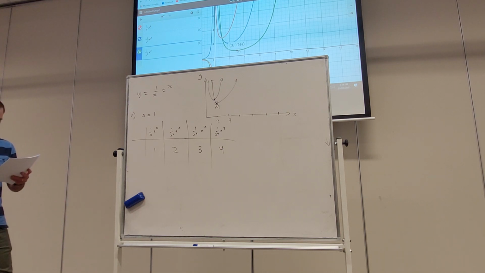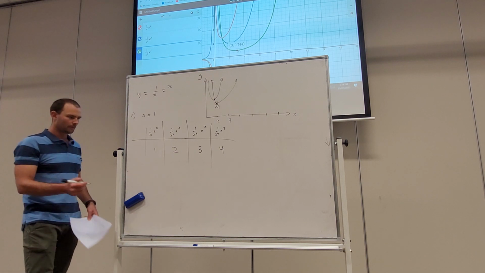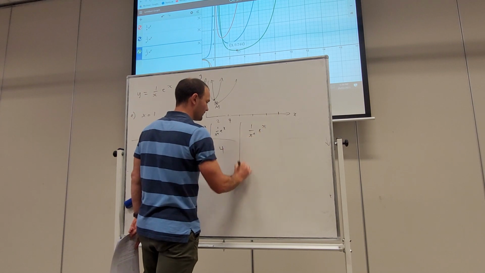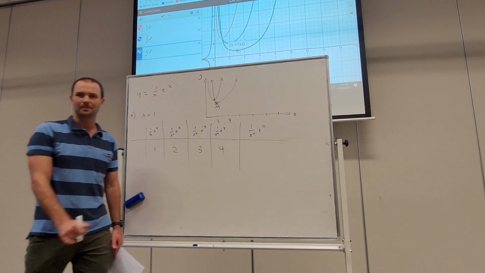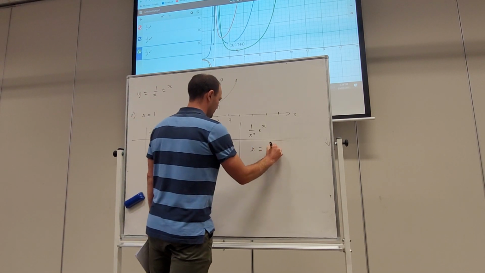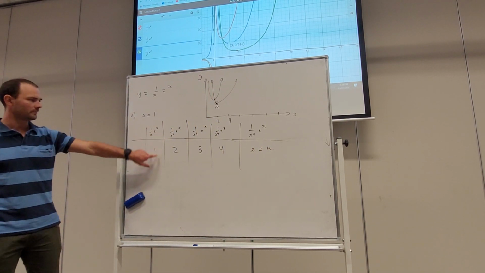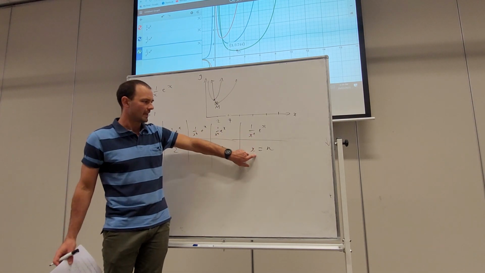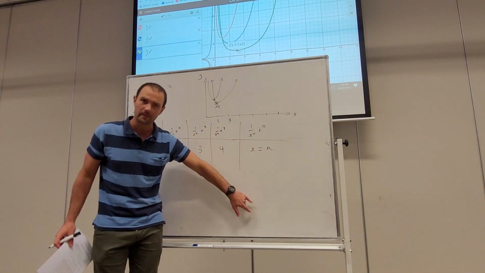Make a conjecture about the x-coordinate of the stationary point for the function 1 on x to the n, e to the x. Who wants to have a wild guess? What could this possibly be? N. X equals n. All right. So here we saw the x coordinate of the stationary point is 1, here it's 2, here it's 3, here it's 4. So for x to the n, the x coordinate of the stationary point is going to be n.